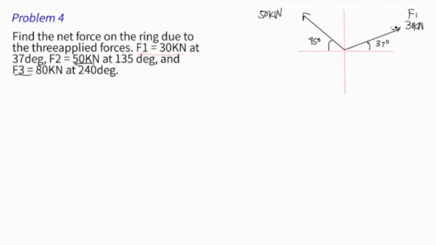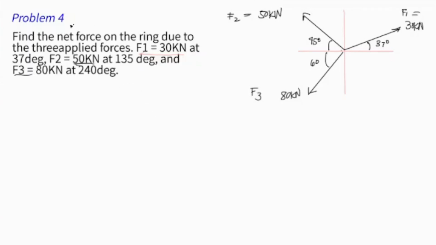This is F1. F2. Next is yung F3 natin which is 80 kN at 240 degrees. So, 90, 180. Next is 240 minus 180 para mahanap natin yung angle in reference sa x-axis. So, 240 minus 180 is 60 degrees. So, 60 degrees siya from the negative x-axis. So, F3 natin is 80 kN.